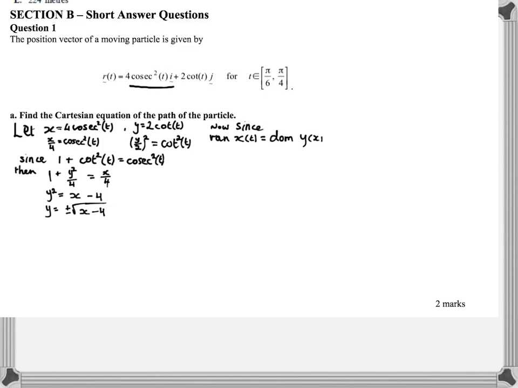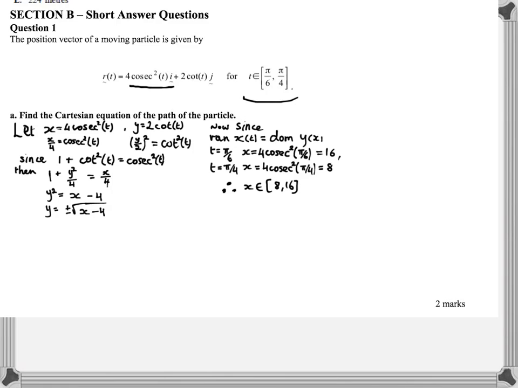The domain of the Cartesian equation is given by the range of our x values. So using the domain for t, we're going to work out what are the corresponding x values to work out the range. So when t is pi on 6, we substitute that into our x function and we get x equals 16. But when t is pi on 4, x is going to be 8. So we can see the x values range from 8 to 16. So there's your domain for the Cartesian equation.